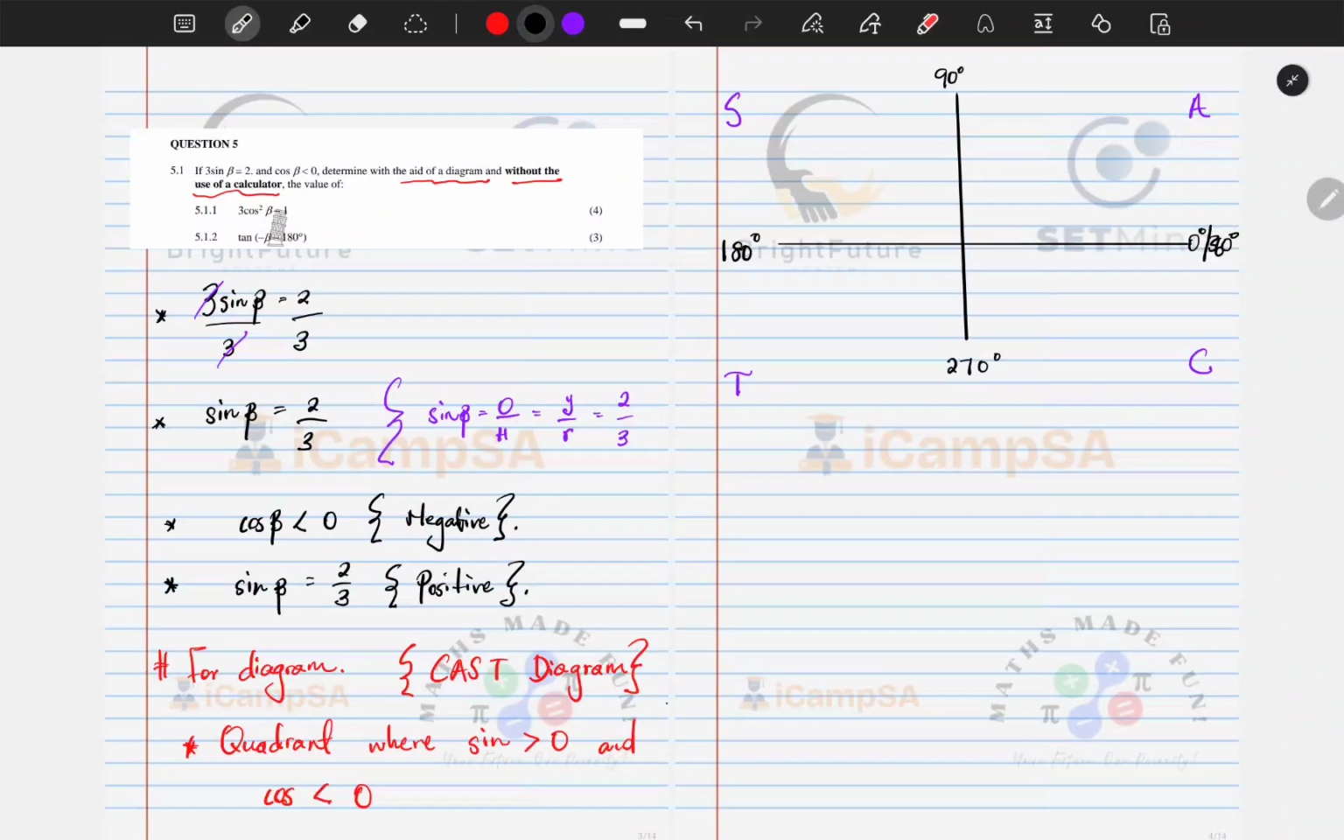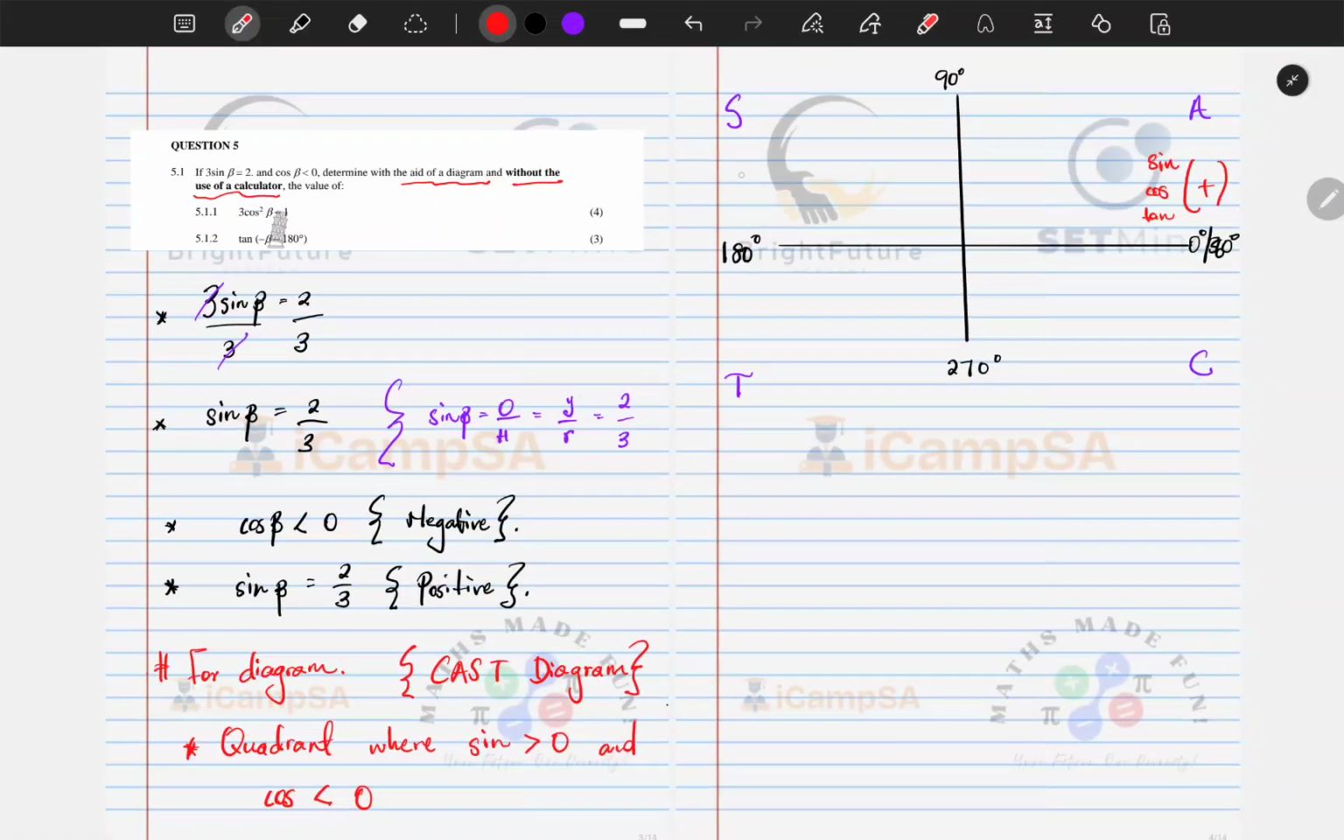Everything here is positive. So your sine, cos, and tan are all positive here. But in here you only have your sine, which is positive. You have your cos, which is negative, and your tan, which is also negative. Then here you have your tan as positive, your cos as negative, and your sine as also negative. And here you only have cos as positive, and sine as negative, and tan as negative, right?